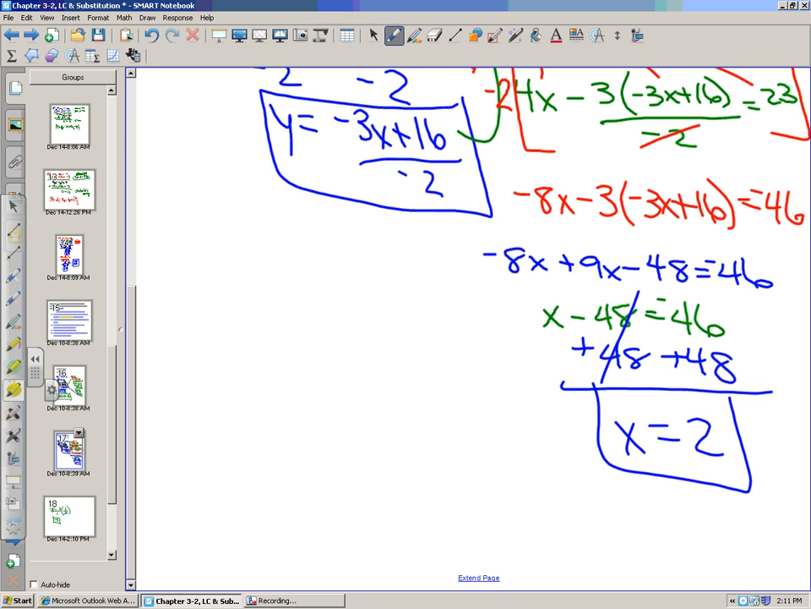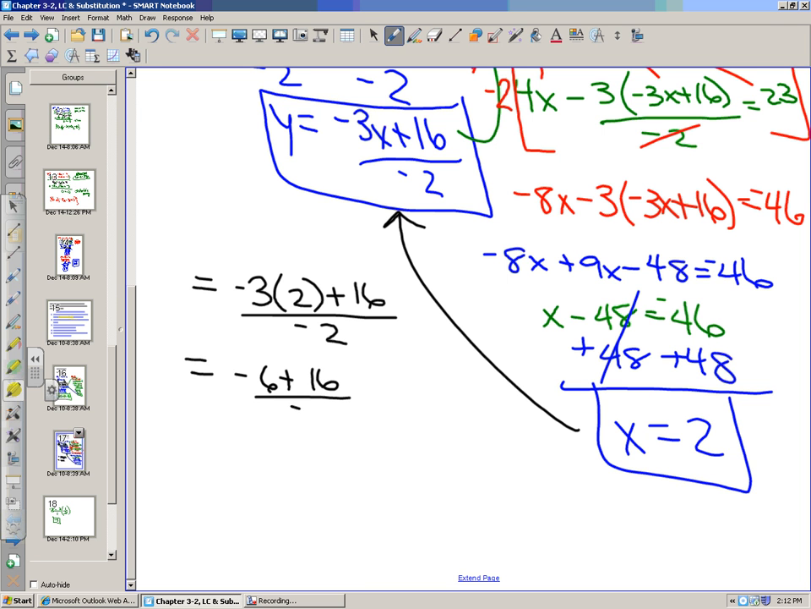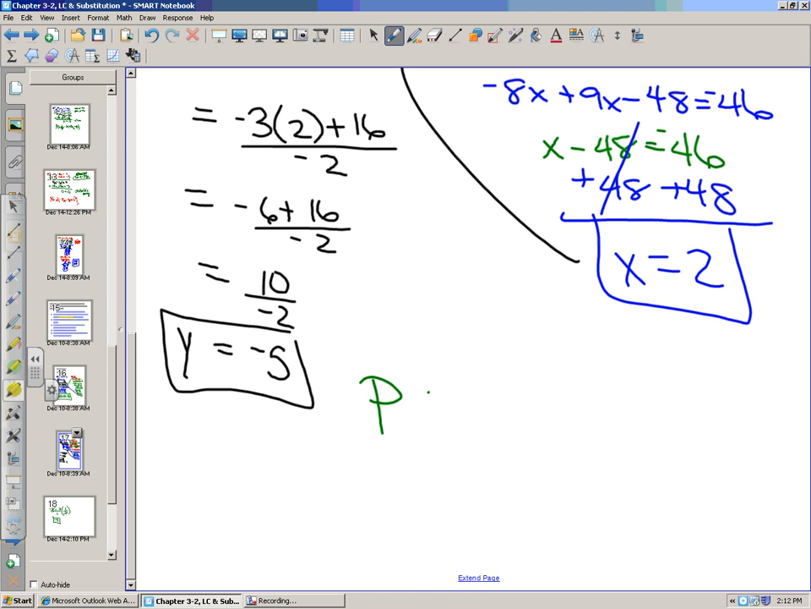Now you found x. Now what do you got to do? You got to find y. So I come up here, and I have negative 3 times 2 plus 16. Negative 6 plus 16 is 10 over negative 2 is negative 5. So what's my POI? 2, negative 5.